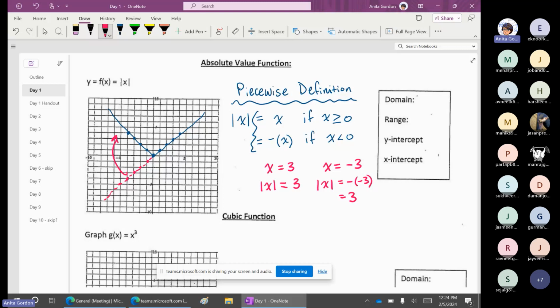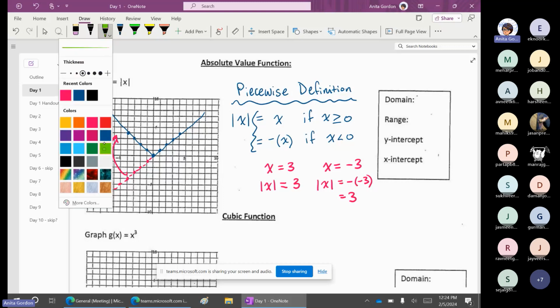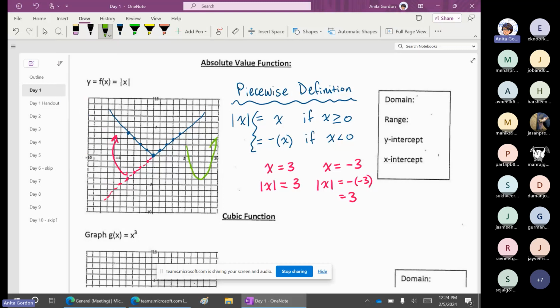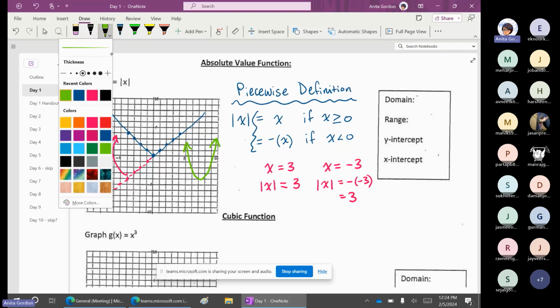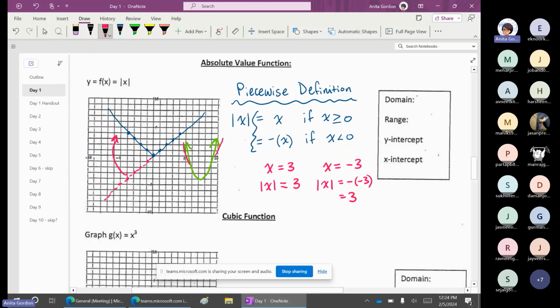I could also do, let me try a different color here. If I had, let's say, a parabola that looks like this, and I put that parabola inside an absolute value function, it would transform into something that looks like this. The positive parts would stay positive.